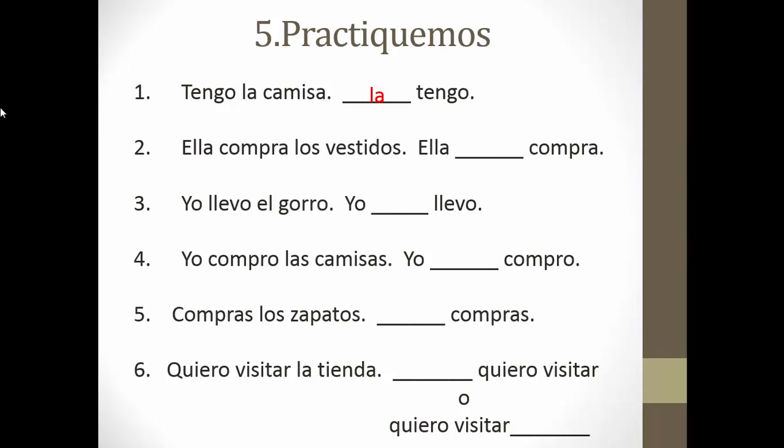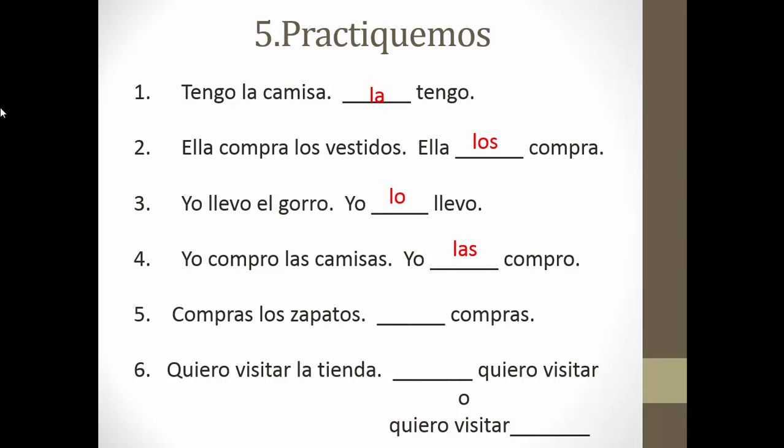Now I'm going to use a direct object pronoun to say she buys them. I would say ella los compra. Number 3, yo llevo el gorro. I wear the hat. I wear it. Lo. Number 4, I buy the shirts. Yo compro las camisas. I buy them. I would say yo las compro.